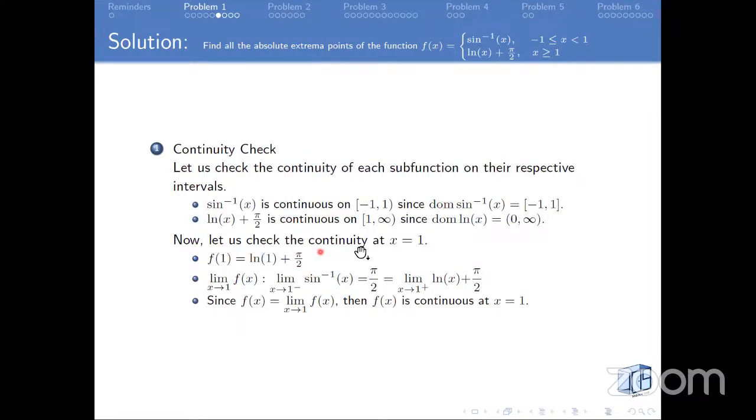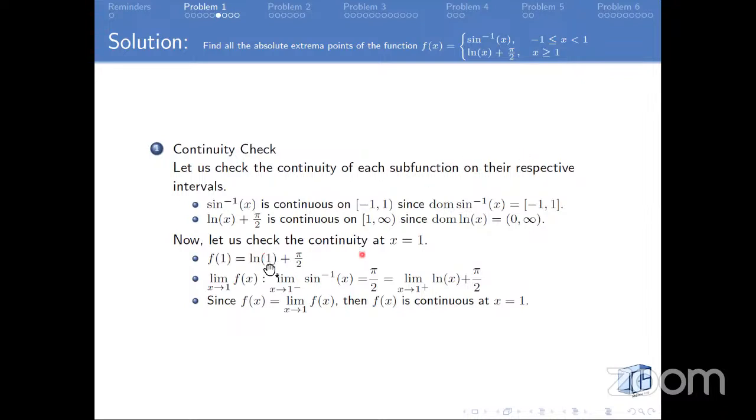Now, let us check the continuity at x equals 1, since as we can see, there may or may not be a discontinuity when x equals 1, because as you can see, dito sa ating piecewise function, nagbabago yung condition natin pag yung x natin ay 1. So recall that in order to prove that a function is continuous at some x equals some value a, I'll check if f of a is defined, and if it is equal to the left hand and right hand limit of the function.